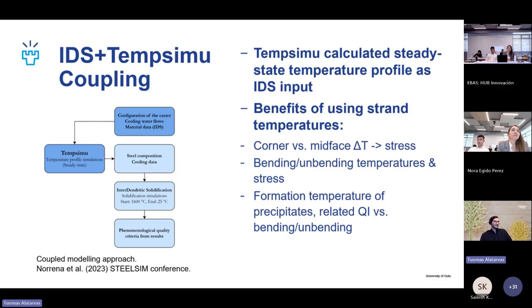And another interesting aspect is what are the formation temperatures of different precipitates in the strand, and how they are related to the bending or unbending zones. So that is one of the defect formation aspects also.